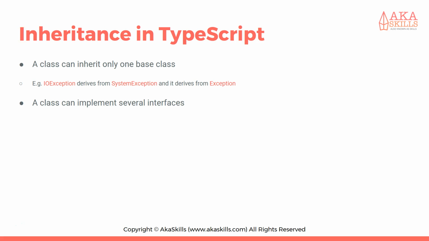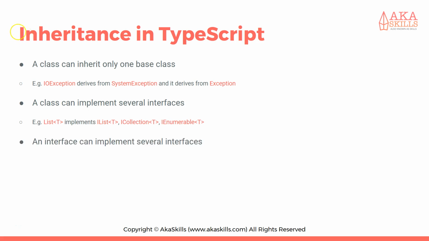A class can implement several interfaces. List<T> implements IList<T>, ICollection<T>, and IEnumerable<T>. And an interface can implement several interfaces. IList<T> implements ICollection and IEnumerable.